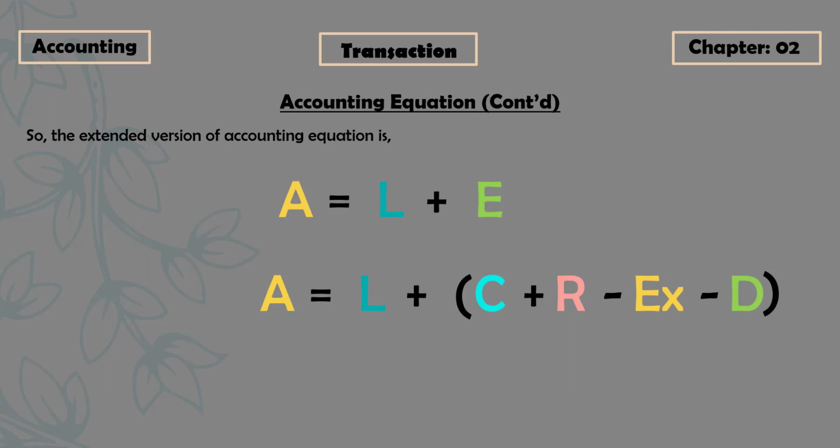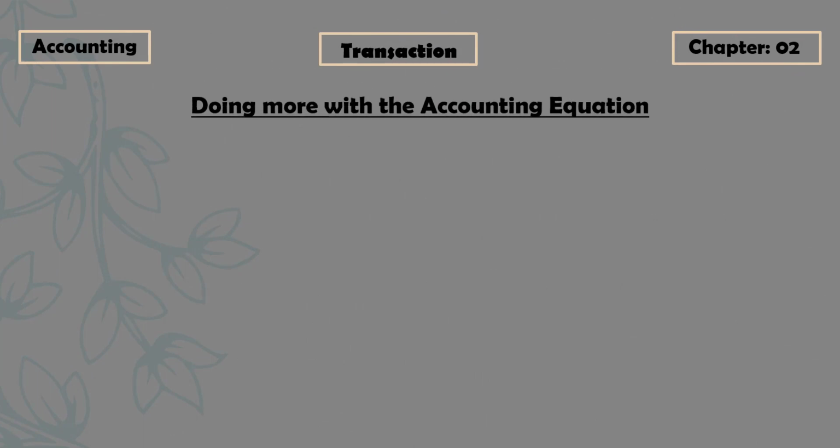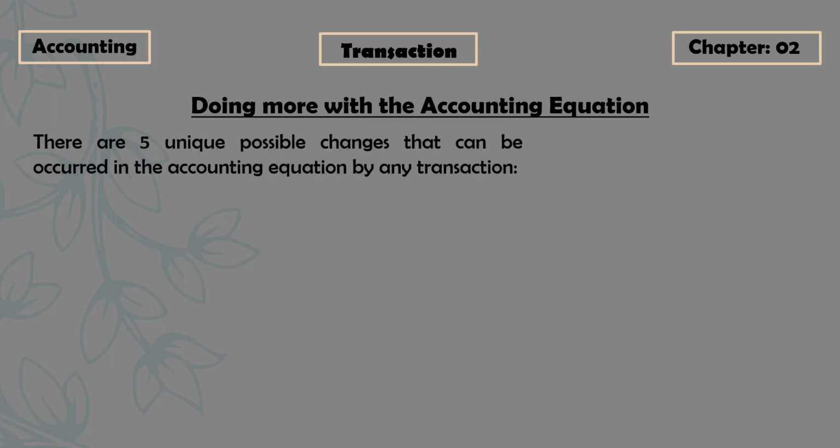We need to learn this very carefully because it will help us solve many problems regarding the accounting equation. Now, doing more with the accounting equation. Now we will play with this accounting equation. There are five unique possible changes that can occur in the accounting equation by any transaction. That means a transaction can influence the accounting equation in any of these five unique ways.